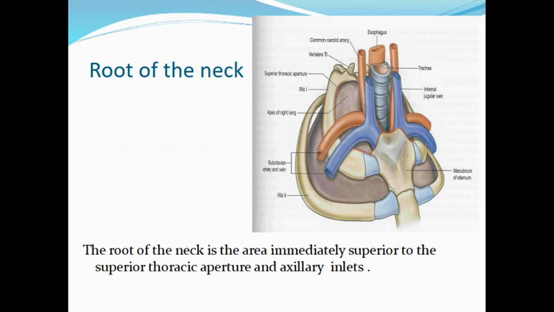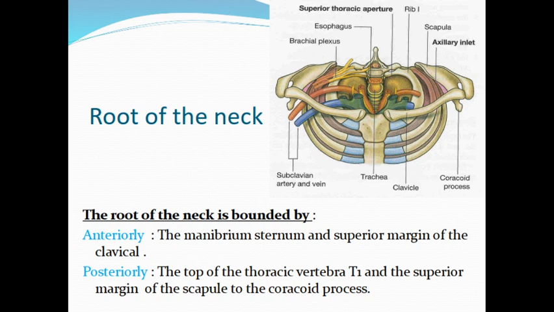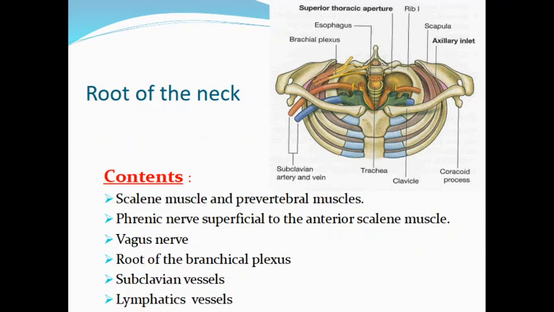Now the image showing the root of the neck is the area immediately superior to the superior thoracic aperture and axillary inlets. Now we'll see the bony landmarks of the root of the neck. So in the image you can see the root of the neck is bounded anteriorly by the manubrium sterni and superior margin of the clavicle. Posteriorly, the top of the thoracic vertebra, that is T1, and the superior margin of the scapula to the coracoid process. Now in the image you can see the contents of the root of the neck.